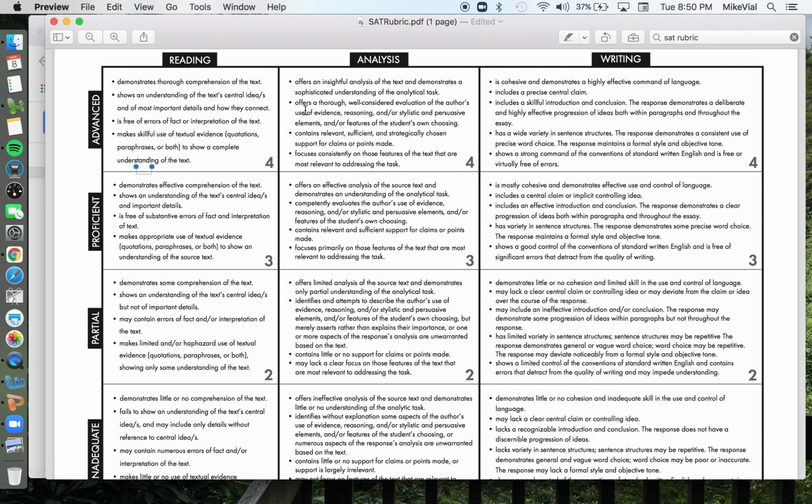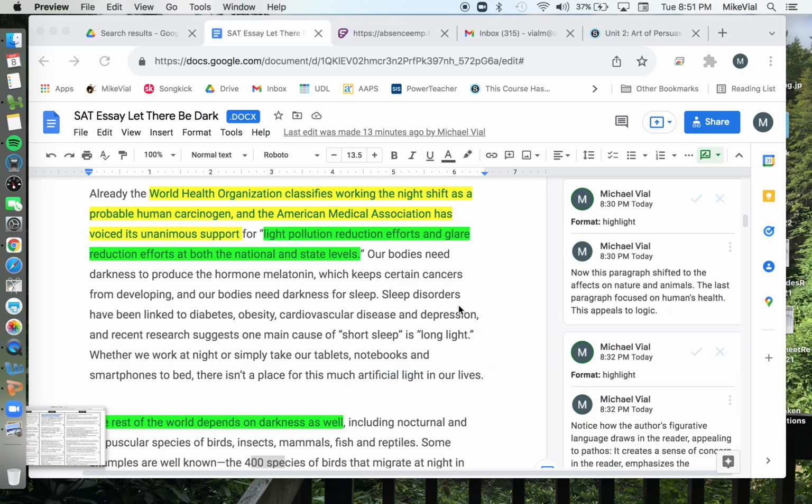Now, analysis is explaining those rhetorical appeals and persuasive techniques. You're not just summarizing, you're analyzing. So notice, a 4 is offering an insightful analysis of the text, demonstrating sophisticated understanding of the analytical task. Well, I'm showing you that here in the corner in the first lecture. Notice how I'm not only saying I'm identifying logos, I'm also explaining its effect on the claim or on the reader, and that's really hard to do.